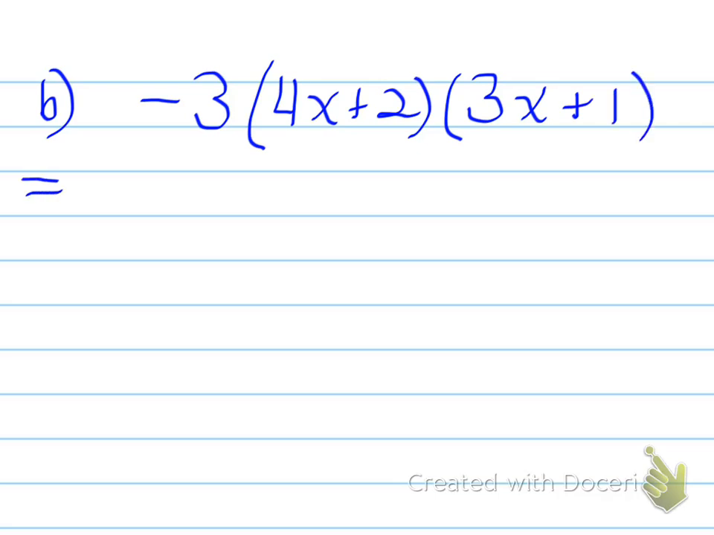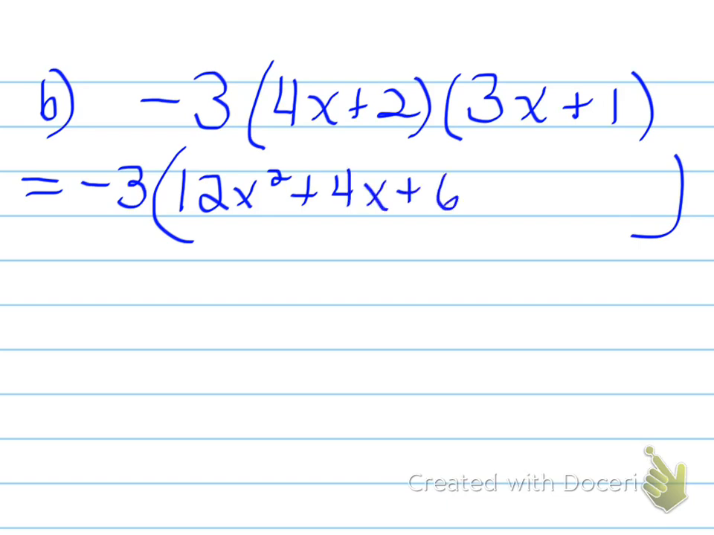And what do we do with a question like this? Well, hopefully you're thinking, okay, I know what to do with the double set of brackets, but what do I do with the negative 3? Well, that's exactly what you'll do, is leave that negative 3 alone and expand these two sets of brackets. So you will have 4x times 3x, which is 12x squared, plus 4x, plus 6x, plus 2.